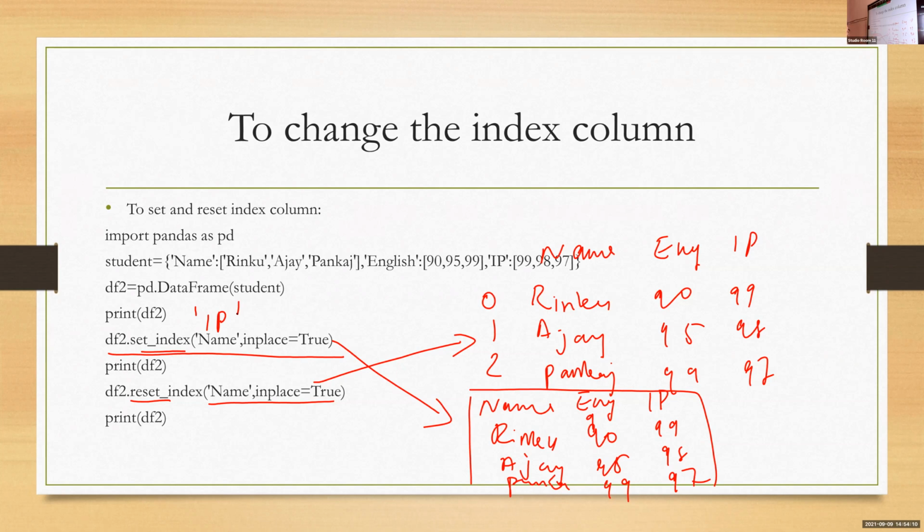Okay, so then Hadi, what about the reset statement? df2.reset_index(name, inplace=True). Is it name? I want to reset IP. Instead of name, you want to write IP. So df2.reset_index, instead of name, I want to reset this IP, just like our previous output. Okay, that is set index and reset index.